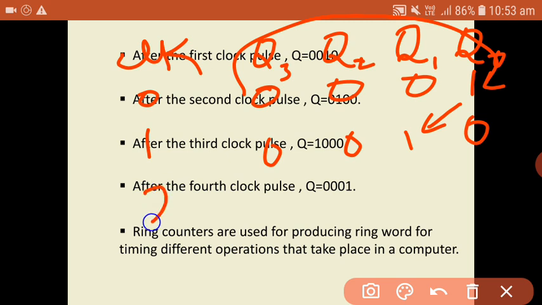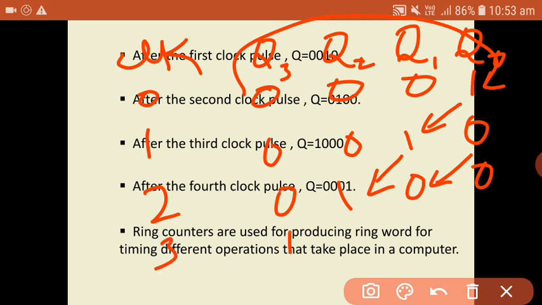Similarly, after the application of the second clock pulse, this 1 will be shifted here, and this 0 will be shifted here, and this 0 will be shifted here. So 0100. Similarly, after the application of the third clock pulse, 1000, and after the application of the fourth clock pulse, again it becomes 0001.